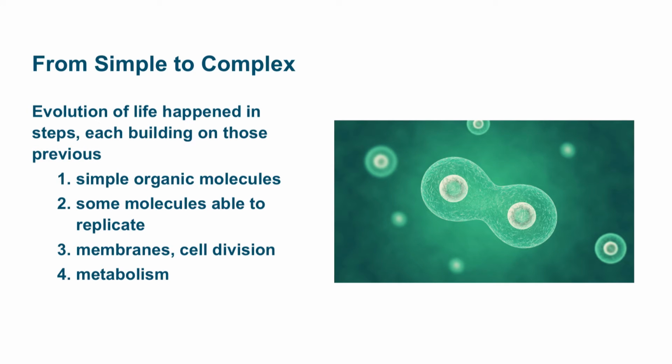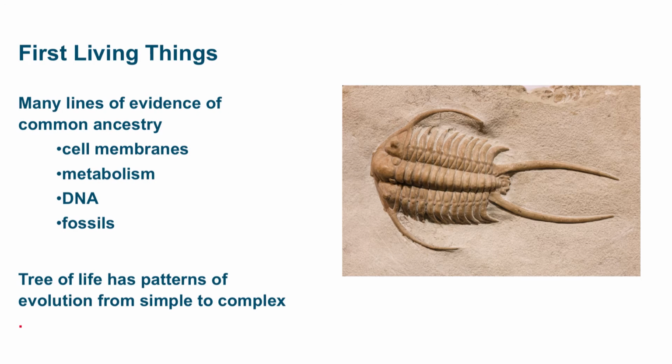So evolution of life happened in a series of steps, and each step built on the previous. And from what we've seen, it started out with the evolution of simple organic molecules, and at some point these molecules started to be able to replicate themselves. Over time, membranes formed spontaneously, and at some point later cell division arose. And then, sometime after that, organisms started to be able to do their own metabolism, which is converting food into chemical energy. And there are many, many lines of evidence for common ancestry of all living things.